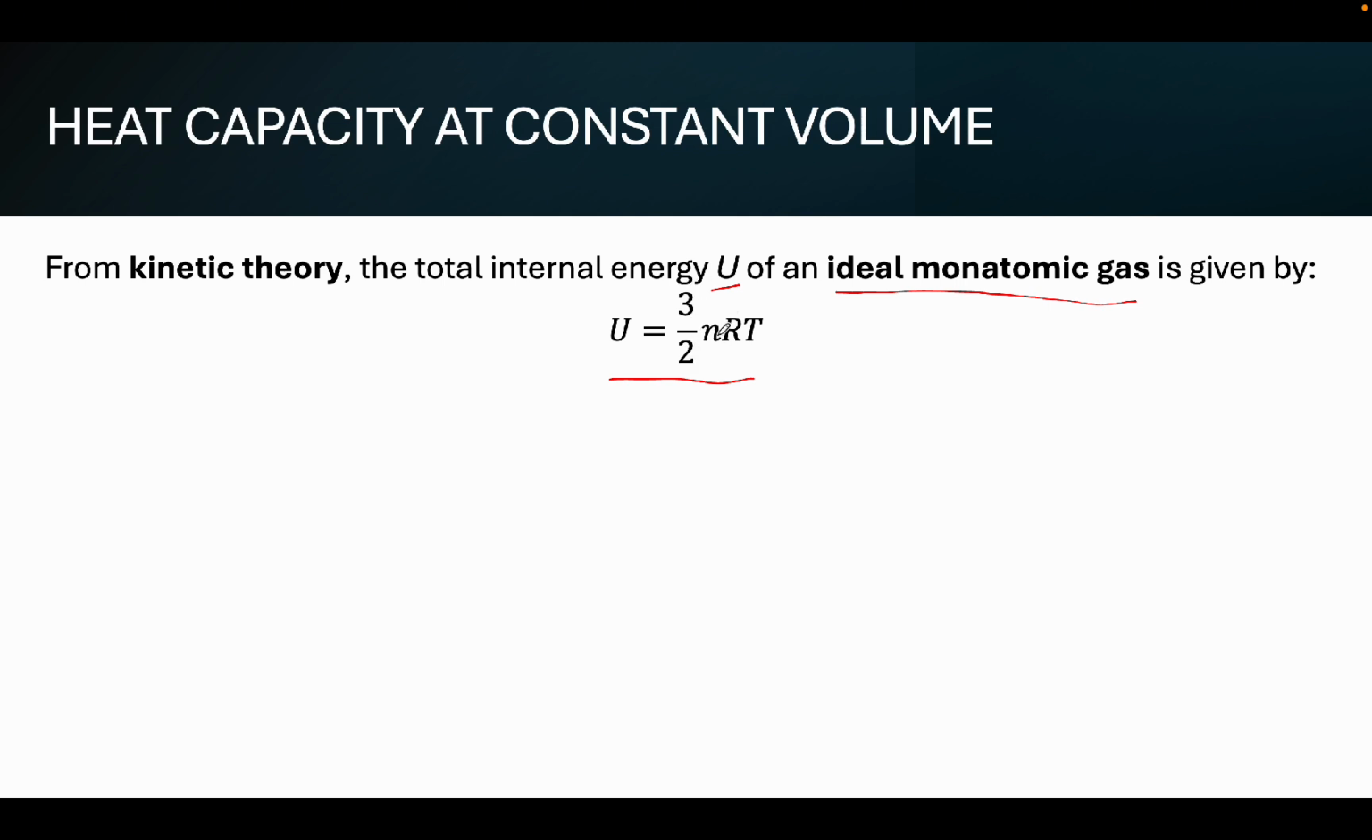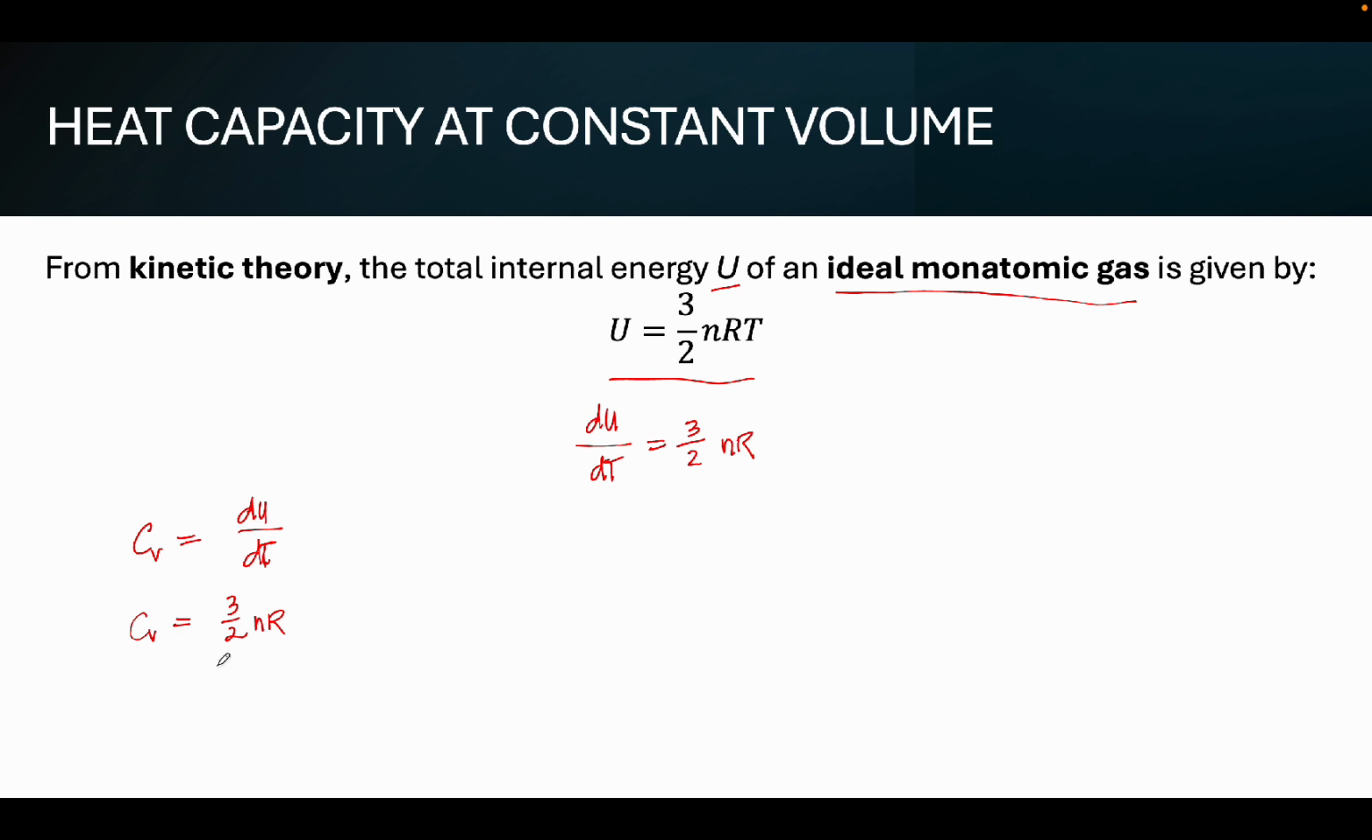Now, if we take the derivative with respect to temperature, this one becomes dU over dT is equal to 3 over 2 n times R. Again, the derivative of temperature with respect to temperature is 1. So, going back, since CV is equal to dU over dT, CV is equal to 3 over 2 n times R.